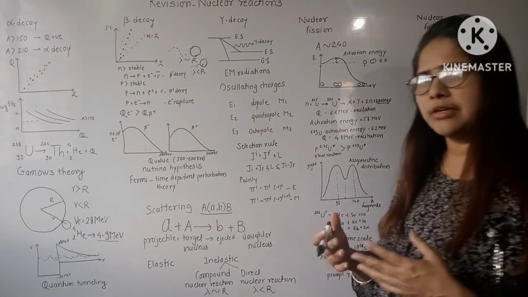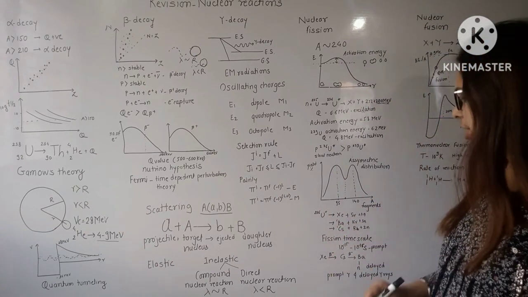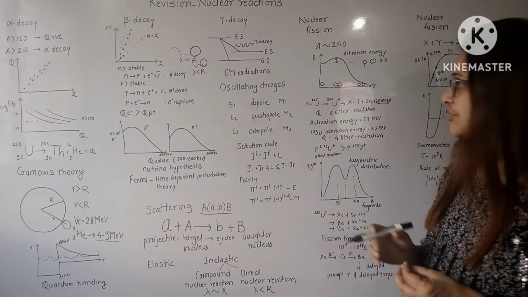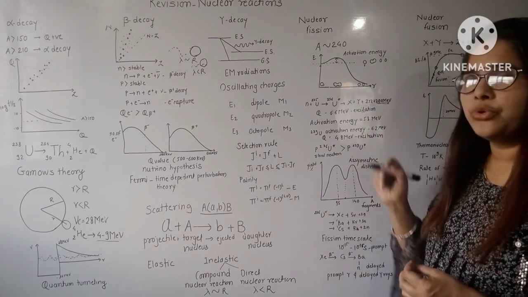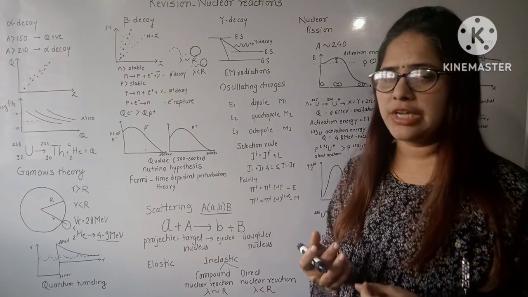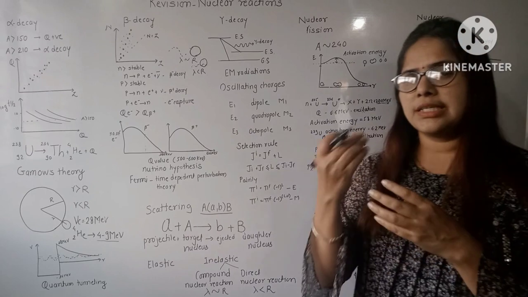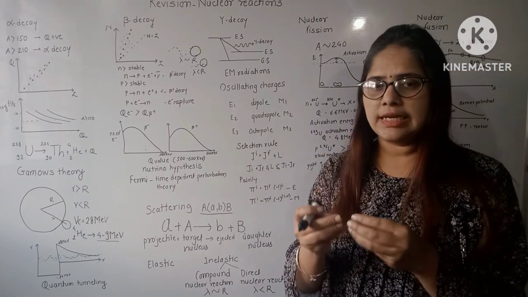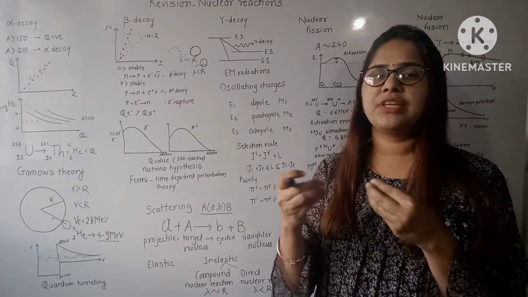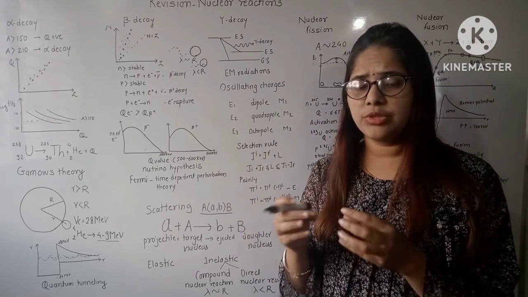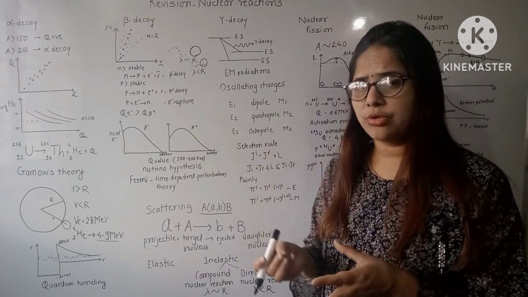Okay, so there are some characteristics of this fission reaction. In a fission reaction, we can see that two neutrons are evolved, which are called prompt neutrons. Prompt neutrons means the neutrons which are created at the time when this fission reaction occurs.